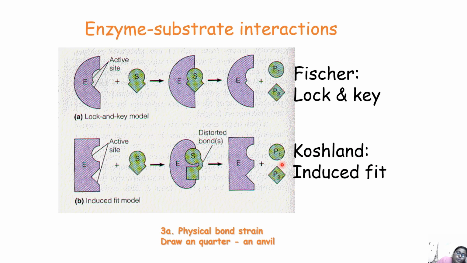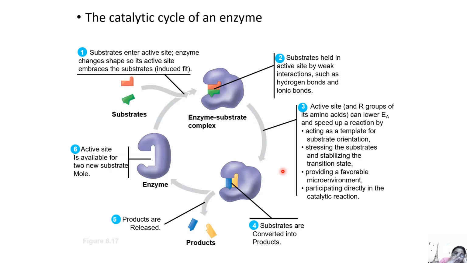For Koshland's induced fit model, the substrate comes and there is a little bit of change in both molecules, changing shape so that they are an exact fit for each other. So this is the catalytic cycle of an enzyme. The substrates enter the active site, the enzyme changes shape so its active site embraces the substrate. This is the induced fit.